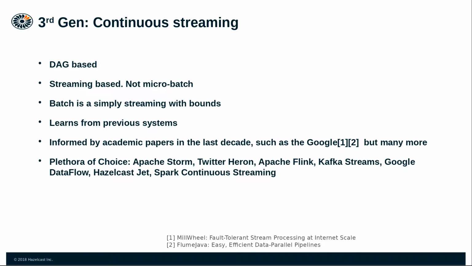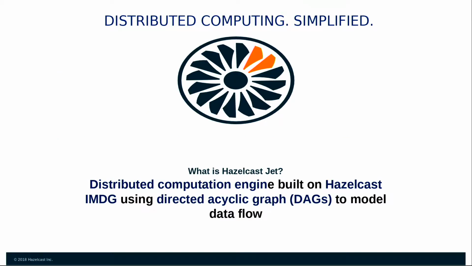It also came with academic papers, and as you see, there are lots of frameworks currently that use these DAG-based APIs. Apache Storm is one of them, Twitter Heron, Flink, Kafka Streams, Hazelcast Jet, which we'll be talking about today as well. So lots of the mainstream solutions currently are considered this third generation DAG-based streaming API. So, any questions so far?